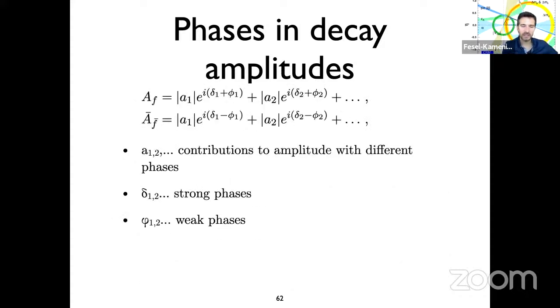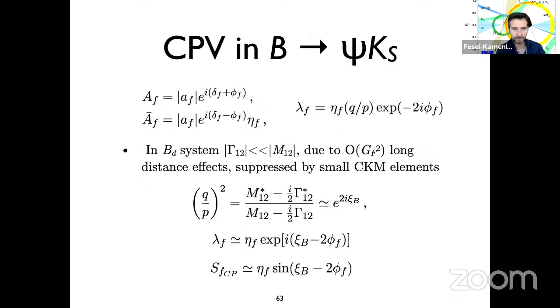Now, in general, if we consider the decay amplitudes of a B meson decaying to a final state F, or a B bar meson decaying to an F bar final state, one can parameterize it as a sum of different contributions to these decay amplitudes, which can have different weak and strong phases. So we can parameterize in terms of the moduli of the amplitudes with different phases, and each contribution can have a different strong phase and a different weak phase. Strong phases will be denoted by deltas, and weak phases by phi's.